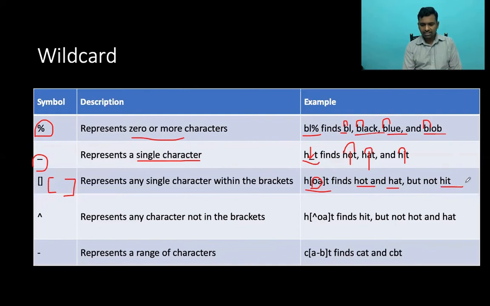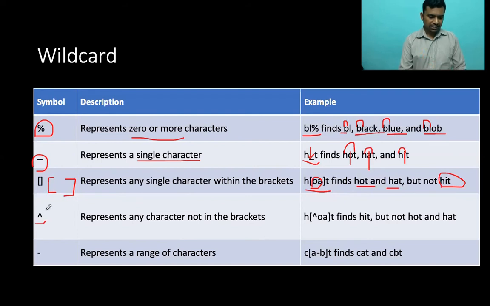And it will not find hit. Why doesn't it find hit? I have three words already: hot is there, hat is there, hit is there. It finds only hot and hat. It doesn't find hit because I've given an option: either it can be O or A. It cannot be anything else other than O or A. That's what it means, right?